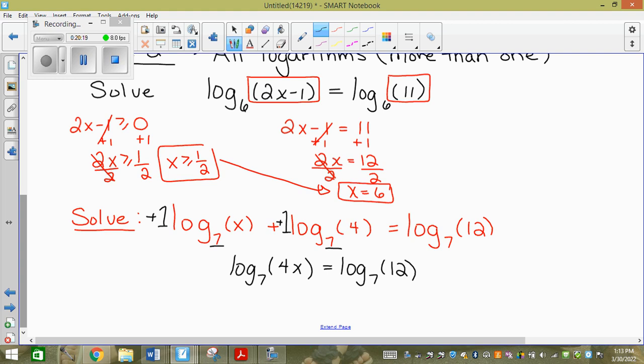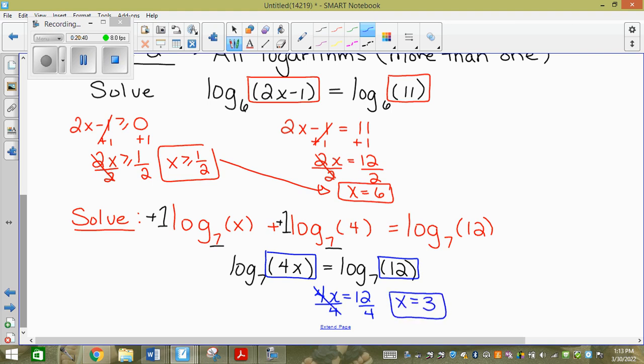So we're using that log. And now we're in the same boat as we were before, aren't we? Yep. We have log base 7 of something equals log base 7 of something. So I can say 4x equals 12. And then divide by 4, x equals 3.